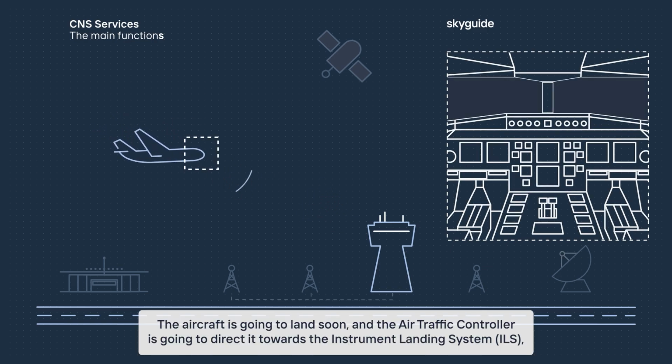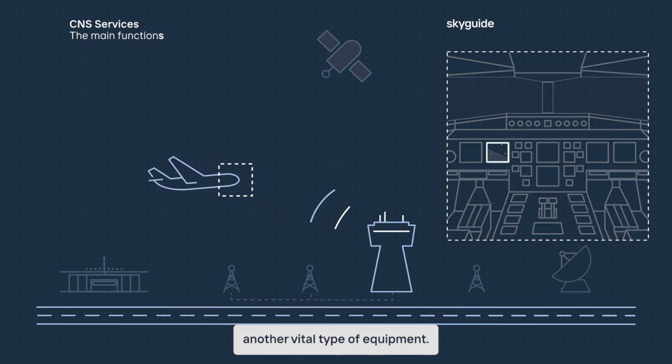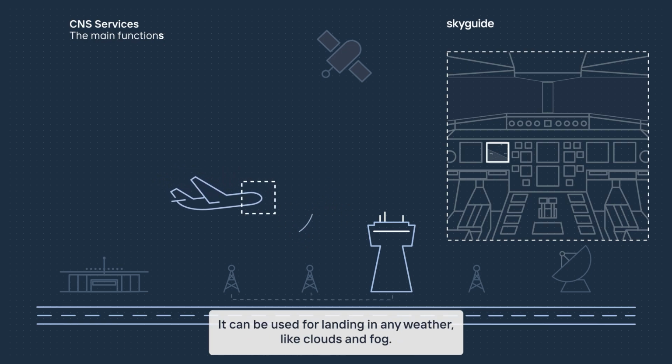The aircraft is going to land soon, and the air traffic controller is going to direct it towards the Instrument Landing System, ILS, another vital type of equipment. It can be used for landing in any weather, like clouds and fog.